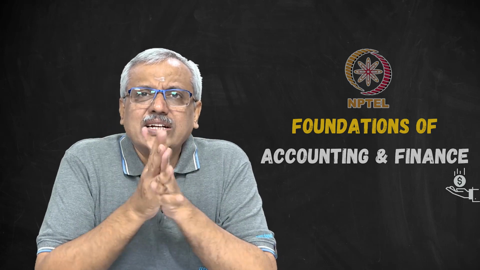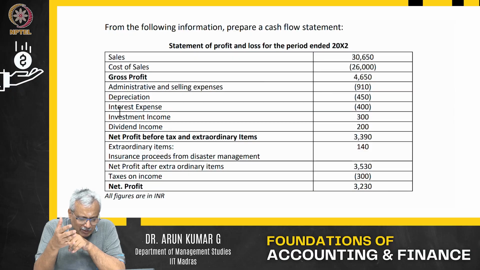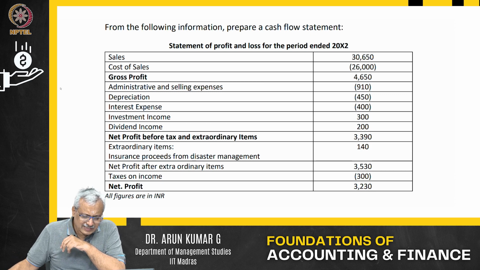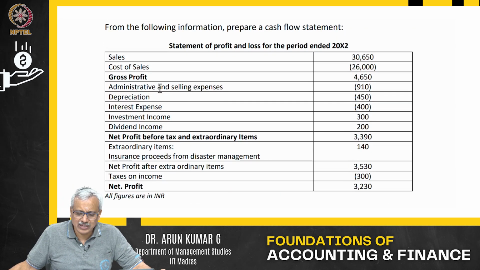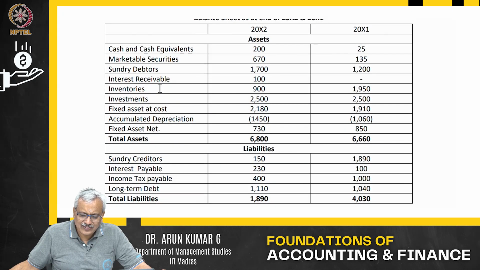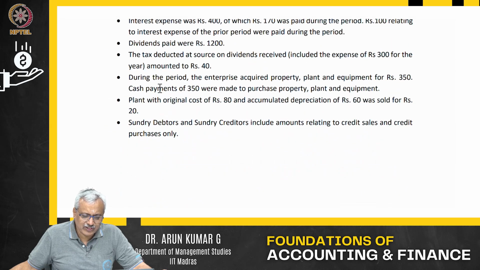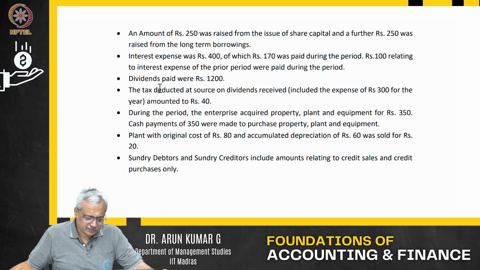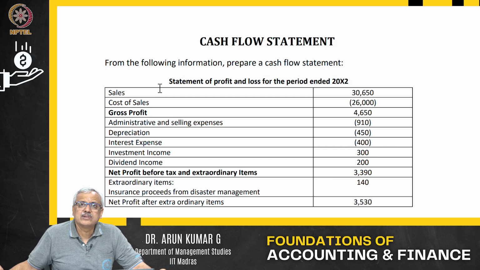The indirect method we derive from the balance sheet and the P&L statement and so on. I have taken a problem, which you can see on the screen. The problem we have given is a P&L statement for the year, as well as the balance sheet for the current year as well as the prior year, and of course some additional information also given. I have not been given any question. I have just said prepare a cash flow statement.